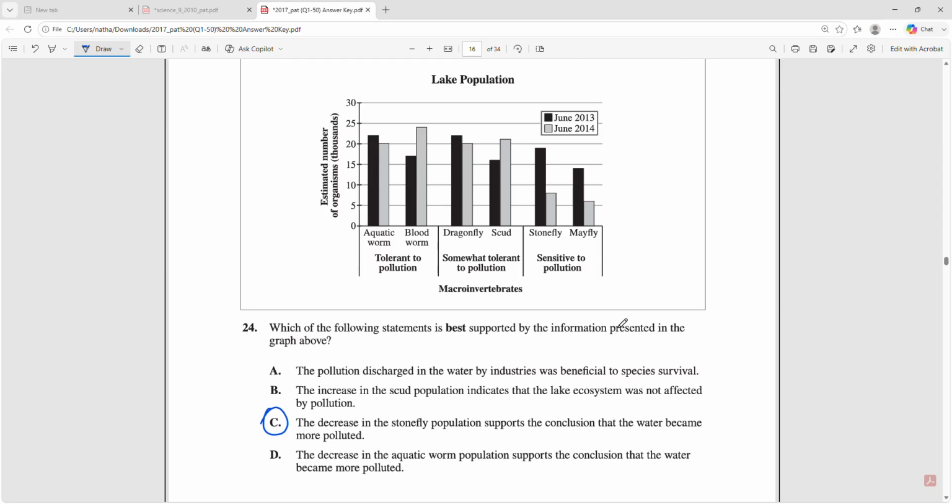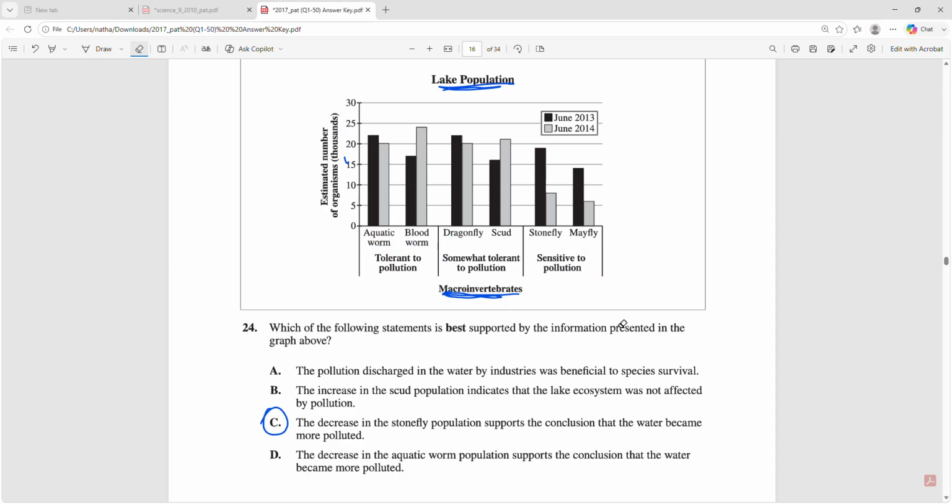So what do we have here? Take a look at your graph. Lake pollution is the title of the graph. On the left side column, it says estimated number of organisms in thousands, and the bottom title is macroinvertebrates. So we're looking at these different macroinvertebrates like the aquatic worm, bloodworm, dragonfly, scud, stonefly, mayfly. And it's also categorized those insects as ones that are tolerant to pollution, somewhat tolerant, or sensitive to pollution.